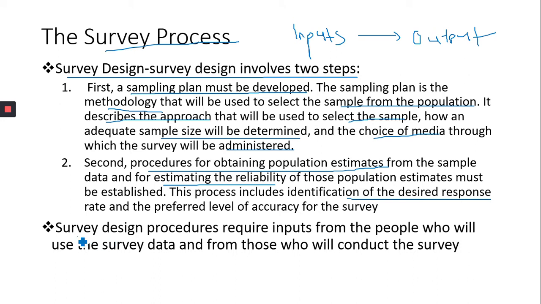Now, the survey design procedure requires inputs from the people who will use the survey data and from those who will conduct the survey. This is critical. When you want to do a survey, you must get inputs from the people. In fact, people must understand and appreciate why you are undertaking a survey. That is why, when you are carrying out a survey, you must obtain permission from your institution. They write a letter and you must have that letter to accompany you to the authorities. And of course, it's part of ethical issues when it comes to survey.